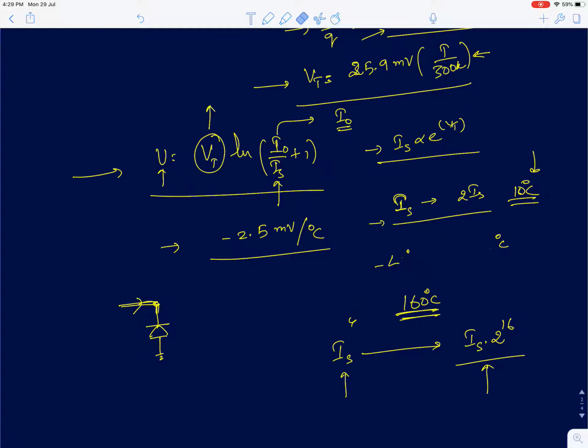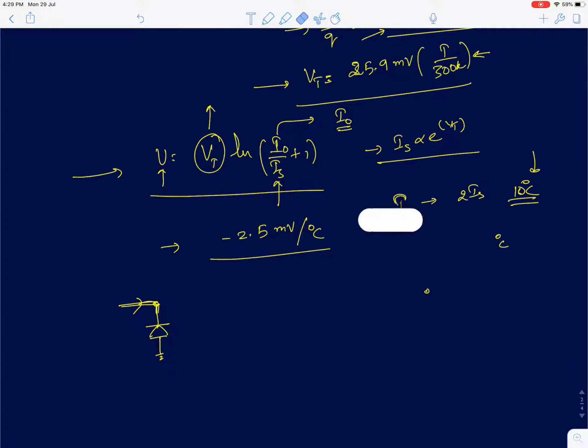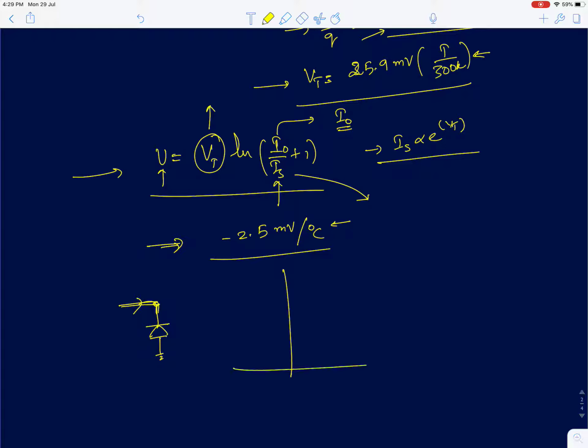So we'll just come back to this problem here. For silicon we can assume it is minus 2.5 millivolt per degree centigrade. Again, you can start from the fundamentals of device physics and then show this result, or at least a number very close to this. So the voltage actually decreases if your current is constant.